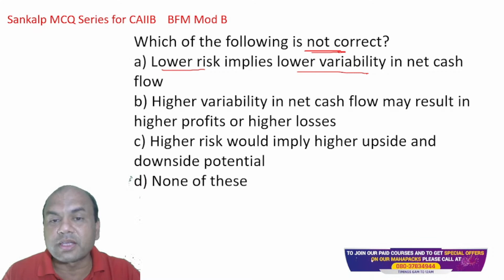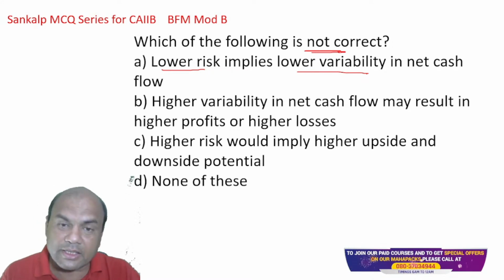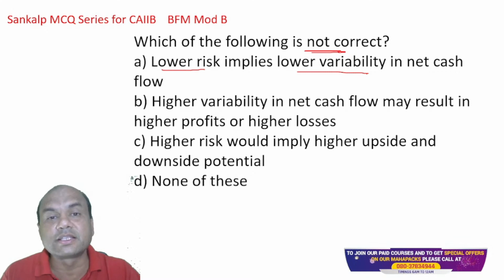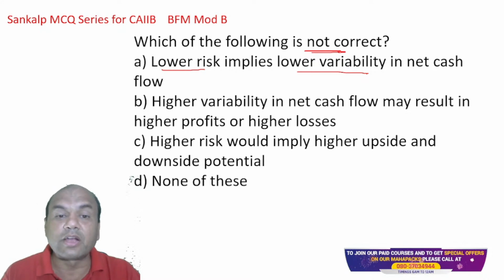Because if my cash flow variability is less, one month I get 1 lakh, next month I again get 1 lakh 1,000 or 99,000. So that variability is less. Suppose one month I am getting 1 lakh, next month I am getting 2 lakhs, after that month I am getting 0. So that is higher variability. So that will be a higher risk.